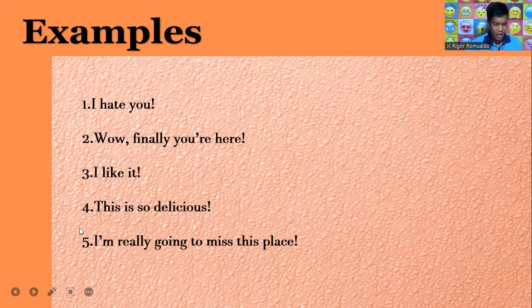Let's take sample number 5. I'm really going to miss this place. That person may be emotional because she's now leaving that place, and she states that she's really going to miss this place because maybe it will be a year or 5 years, a lot of years, before she comes back to that place. So as you can see, all the sentences end with exclamation points. Are we clear with the 4 types of sentences?